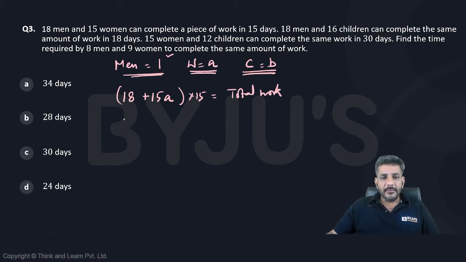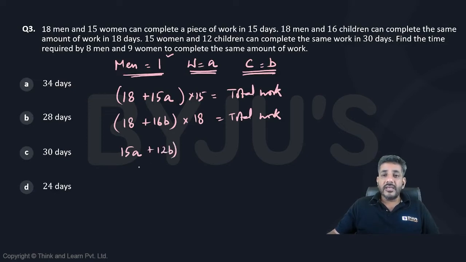Also, 18 men will again make 18 units and 6 children, so they will make 6B units. They can complete the work in 18 days. So this into 18 is also the total work, right? And lastly, 15 women who will make 15A units and 12 children who will make 12B units. They will complete the work in 30 days. So this into 30 is also equal to the total work. So all three of them are actually equal because they all represent the total work. So we can just equate them to get the answer.